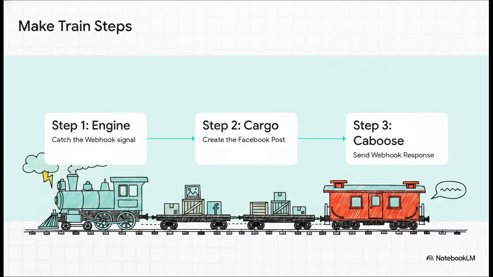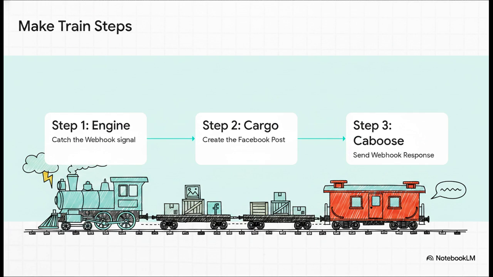So the crucial point is really understanding the anatomy of this path. Think of a basic Make automation like a simple train. Step 1 is the engine. This is your initial custom webhook node. Its only job is to catch the signal coming in from an outside app. Step 2 is the cargo. This is what you actually want to do with the data.